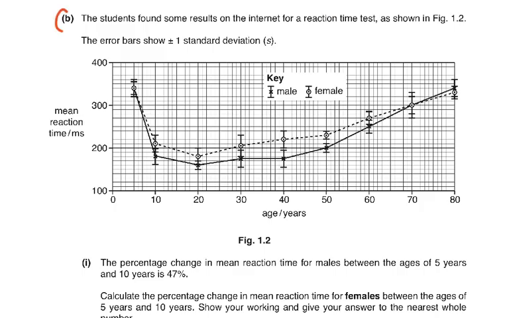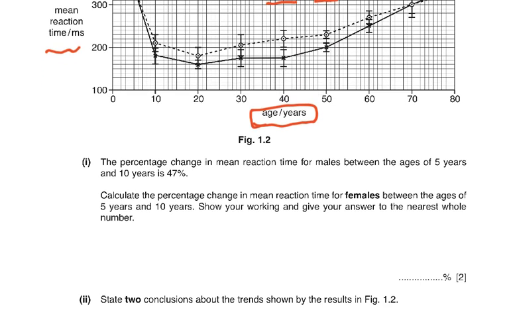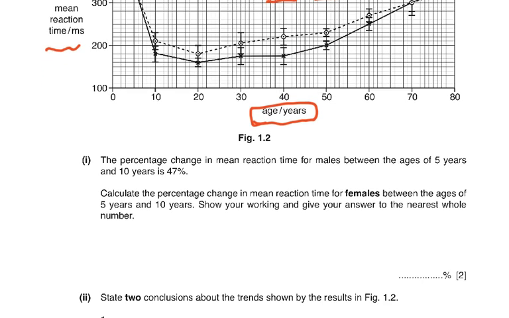Then we come to part B of the question. The students found some results on the internet for a reaction time test as shown in figure 1.2. The error bars show plus minus 1 standard deviation. Mean reaction time is on the y-axis, and we have the age in years on the x-axis, and you have a separate one for male and a separate one for female. The percentage change in mean reaction time for males between the ages of 5 years and 10 years is 47%. So this is the information they're giving you.